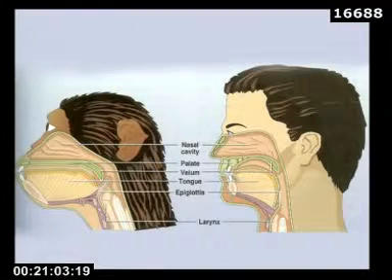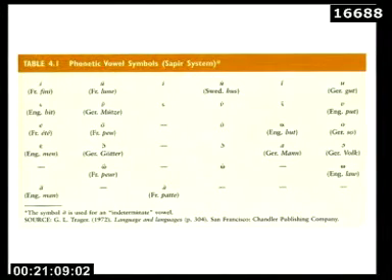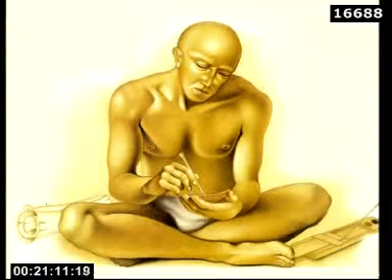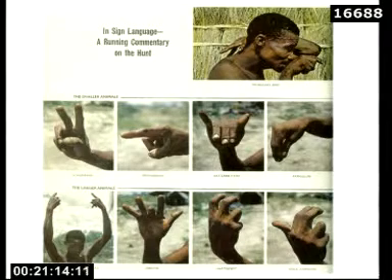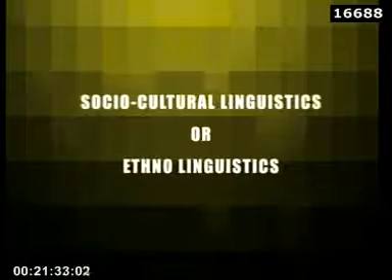The major difference between linguists and linguistic anthropologists is that the former are mainly concerned with the study of how languages are constructed and structured, but the linguistic anthropologists study both written and unwritten languages. Linguistic anthropology has the following branches. Firstly, descriptive or structural linguistics. Second is historical linguistics. Third is socio-cultural linguistics or ethno-linguistics.